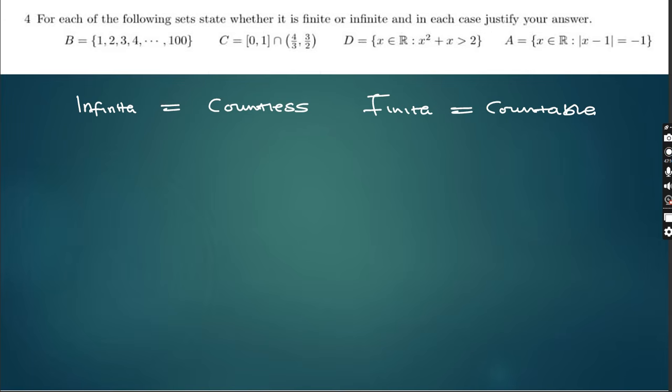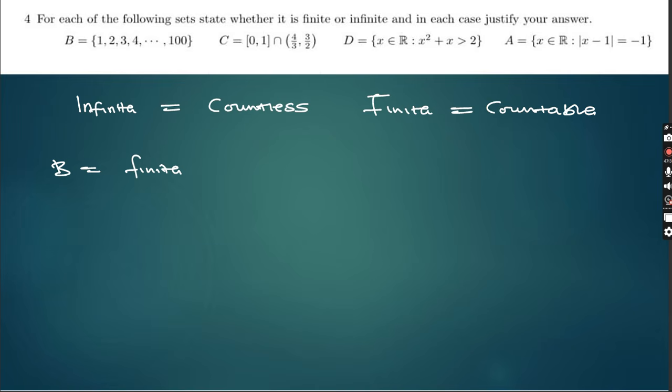So now, as you can see for set B, is set B a finite or an infinite set? When you have a number, there is a limit. They are saying from 1 up to 100. We can count these numbers. So our B is a finite set. Let's talk about set C.